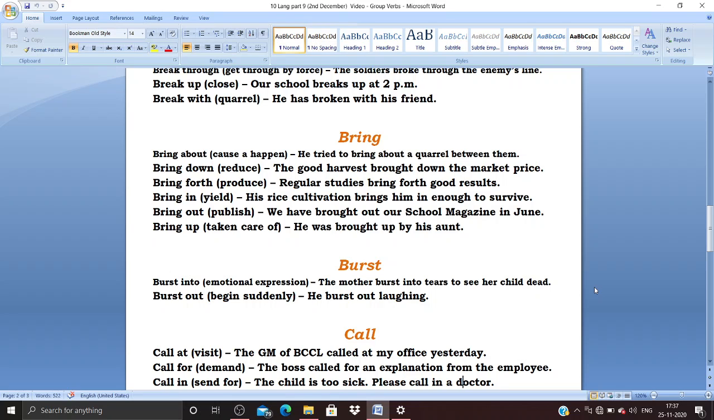Whatever he produces, that is income. So yield. Bring out, publish.